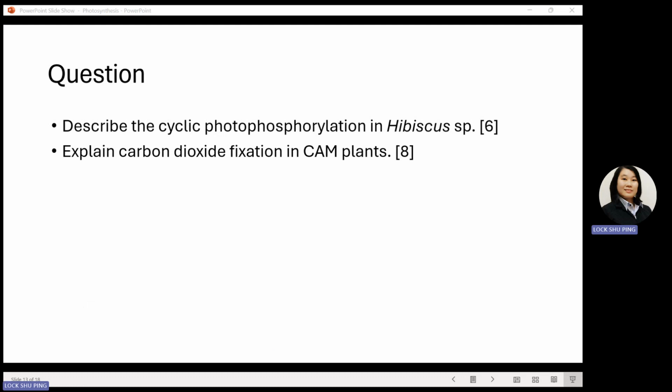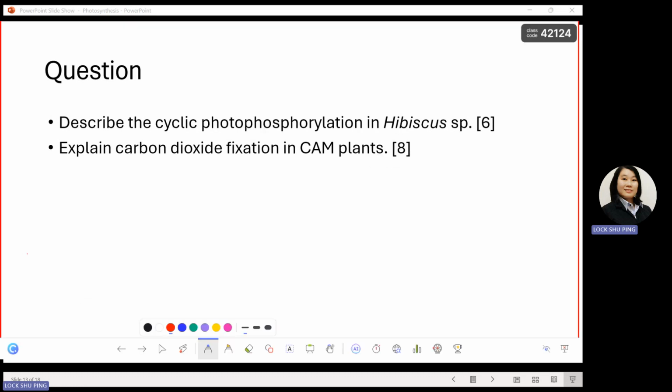Okay, so today we're going to discuss a bit on the questions, which is: describe cyclic photophosphorylation in Hibiscus and explain the carbon dioxide fixation in CAM plants. Before we go further in the discussion, bear in mind Hibiscus is the scientific name. So how to write a scientific name? Hibiscus has to be underlined and sp. with a dot, no need to underline. Okay, so this is the writing of a scientific name.